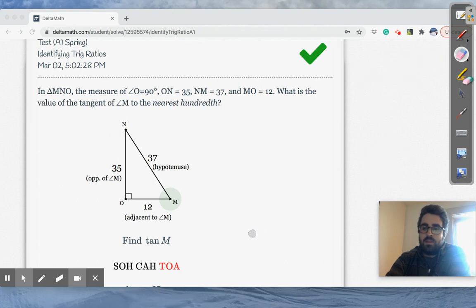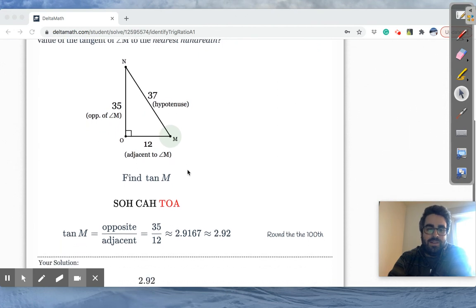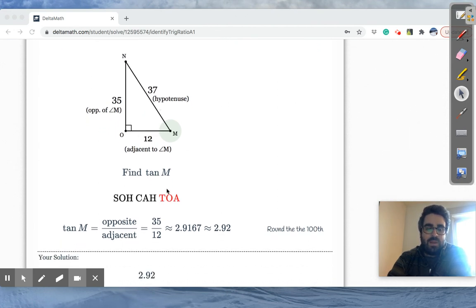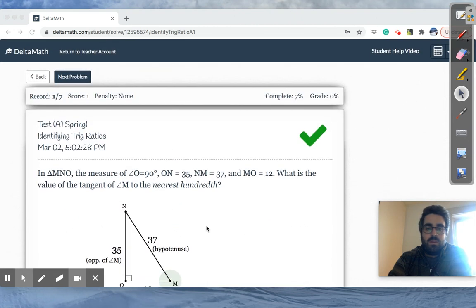And we see a more clear model here than what I drew, but you get the idea. So we use tangent. Tangent is opposite over adjacent, and you round to the second decimal place.